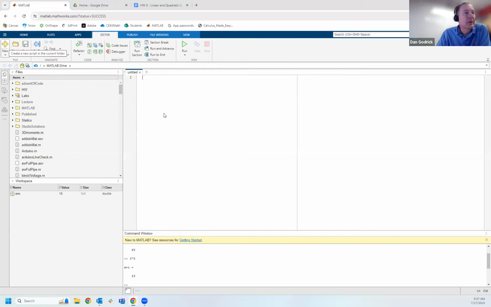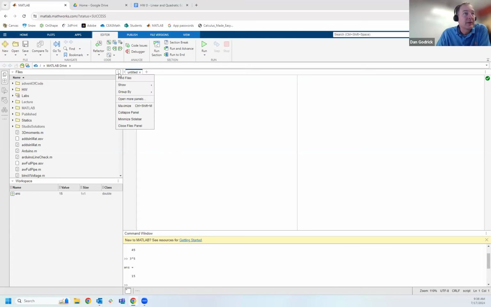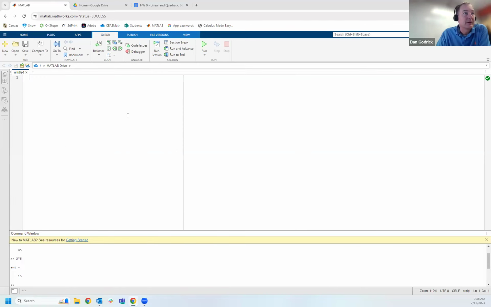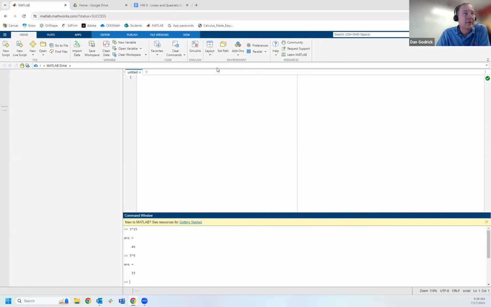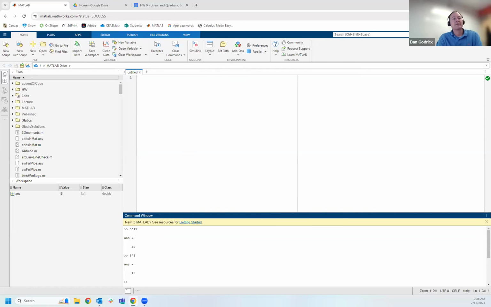Fire up a new script. All right. So this is our default setup right here. If we ever lose it, like if we go here and say minimize, where'd everything go? You can go back home, go back to layout, and select the 2-column default layout, and it'll always bring us back. So that's kind of nice.